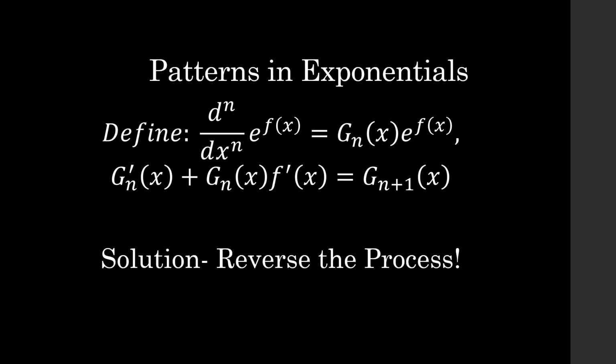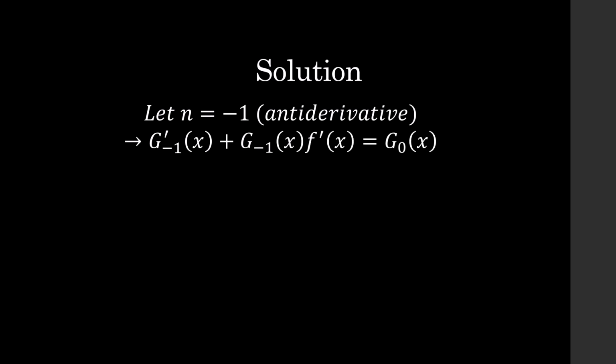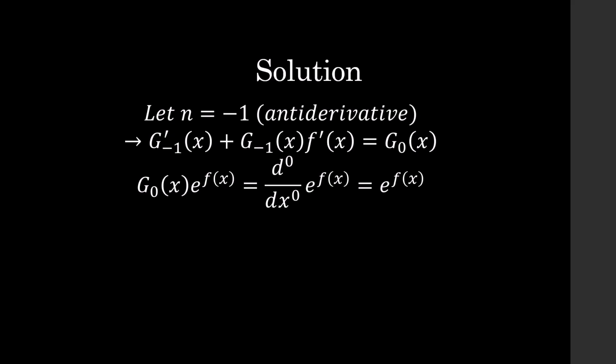So for our solution, all we have to do is reverse this process. By letting n equal minus 1, so as to go the opposite direction in derivation, the antiderivative is the integral. We plug it in and we get g_(-1) prime plus g_(-1) f prime equal to g_0(x). But what is g_0? Well, g_0 is simply derived by taking no derivatives. With no derivatives, we just have the exponential function. So dividing by the exponential function, we see that g_0(x) is 1.